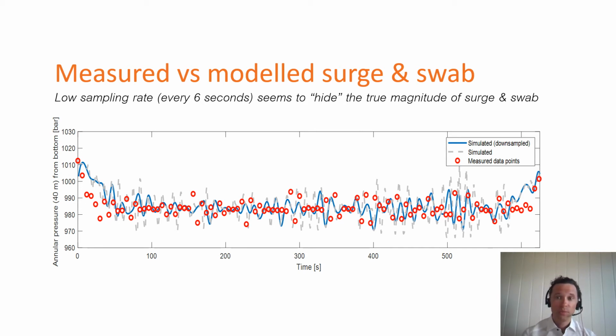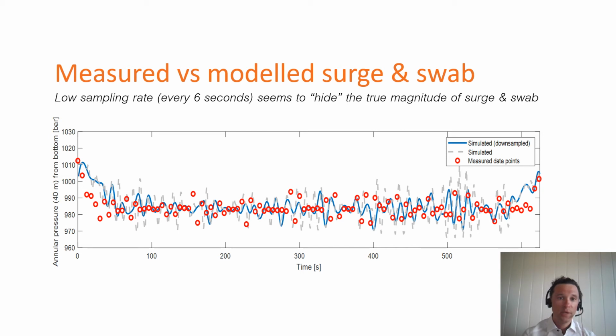There are 2 simulated graphs for bottom hole pressure here. There is the blue line, and there is a light blue line. The blue line is a simulation that's downsampled, and the dotted line is a simulation with quite high sampling frequency, many sampling points every second.